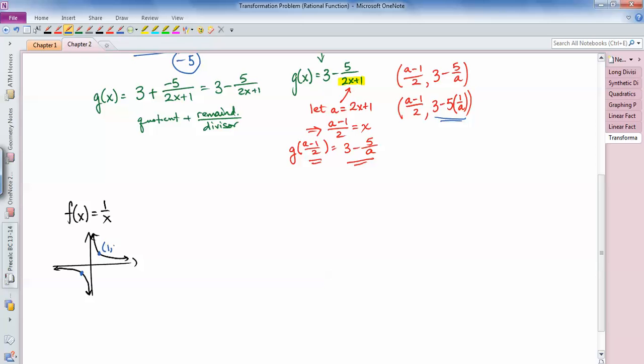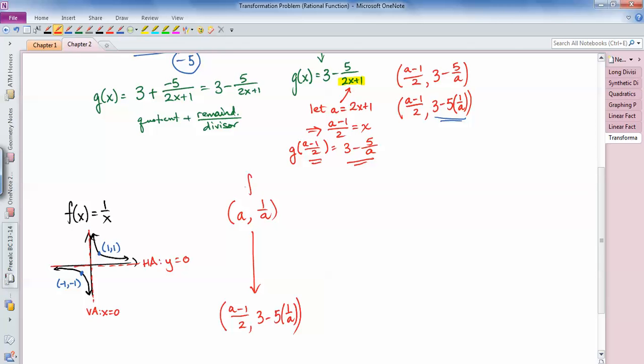If I plug in 1, I get 1. And if I plug in -1, I get -1. And then there are two asymptotes. The vertical asymptote is x equals 0, and the horizontal asymptote is y equals 0. So if I go back through my general point approach, a comma 1 over a turns into a minus 1 over 2, comma 3 minus 5 times 1 over a. Then I can just apply this blueprint to figure out everything else that I need in my new graph. So this is for f, this was for g.